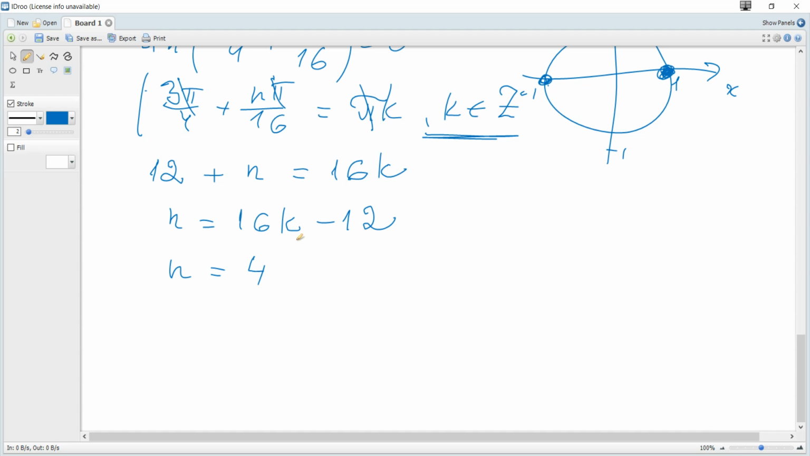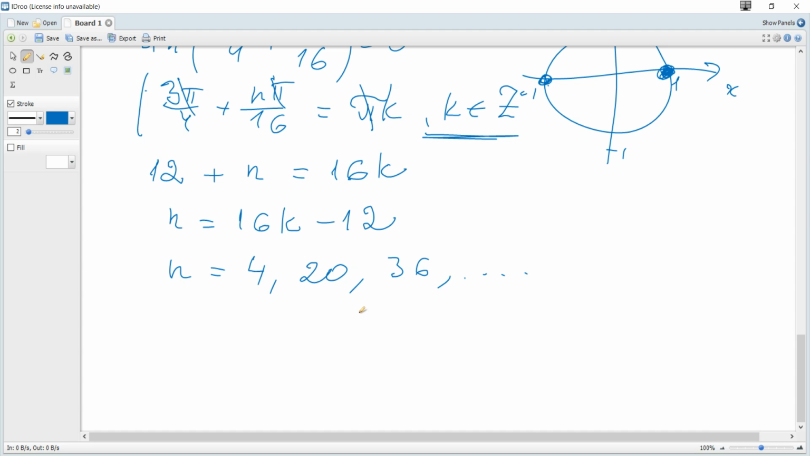When k is 2, it's 32 minus 12, it's 20. The next, when k is 3, it's 48 minus 12, it's 36, and so on. We need the least positive n in general, so we can write a few.